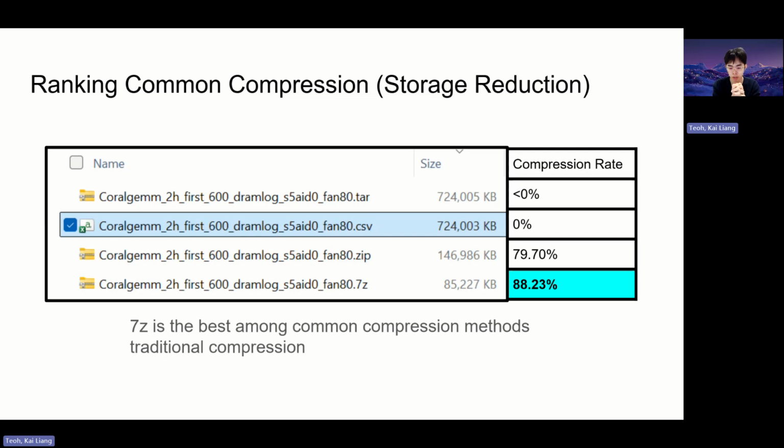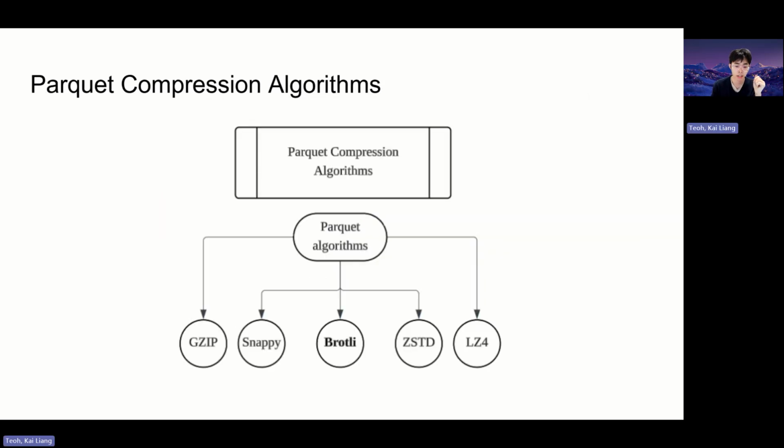Next, let's focus on zip and 7z. You can see over here that the compression rate of 7z is better when it comes to converting CSV into a condensed format. So remember 7z.